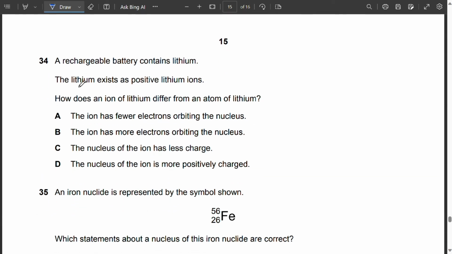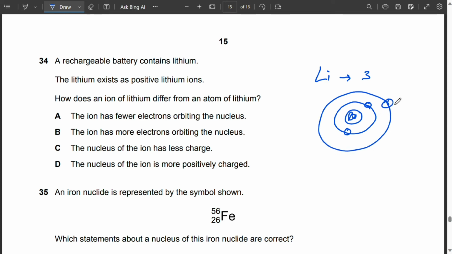A rechargeable battery contains lithium. We know the atomic number of lithium is 3. The lithium exists as a positive ion. See, lithium actually has a nucleus, and there are 3 electrons, 1, 2, 3, which orbit the nucleus, and lithium loses 1 electron to form Li plus.